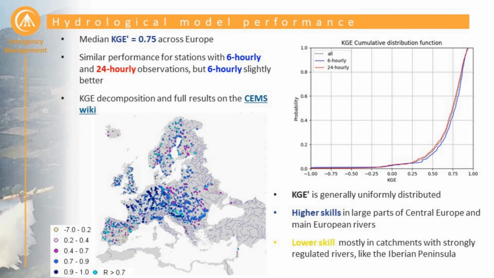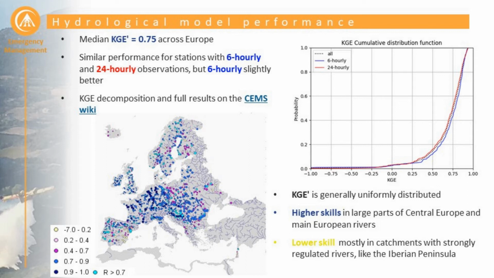As Cinzia mentioned, the main focus in terms of the evaluation of the model performance is on river discharge, and here are just a few results. This is a summary of a slice of what's available in the wiki that has all sorts of information. The median KGE across Europe is 0.75 from all the observation stations, so it is a strong performing model. When we look at the 6-hourly and the 24-hourly observations, we do see very similar results, with 6-hourly being slightly better, which is nice to see.